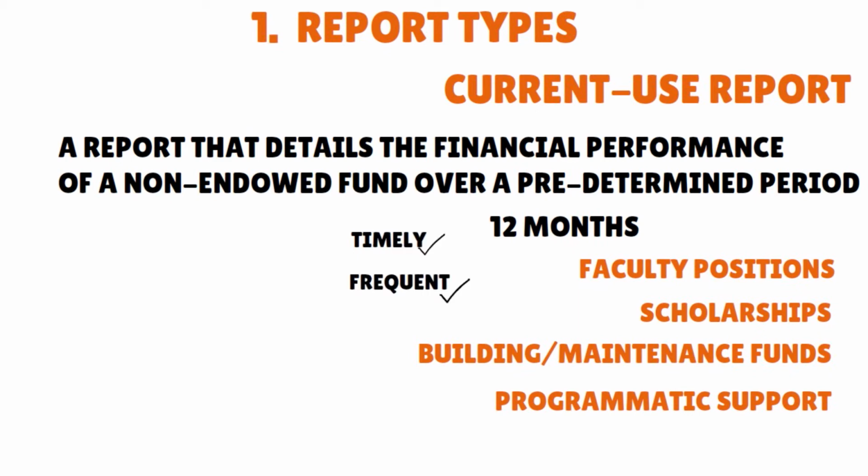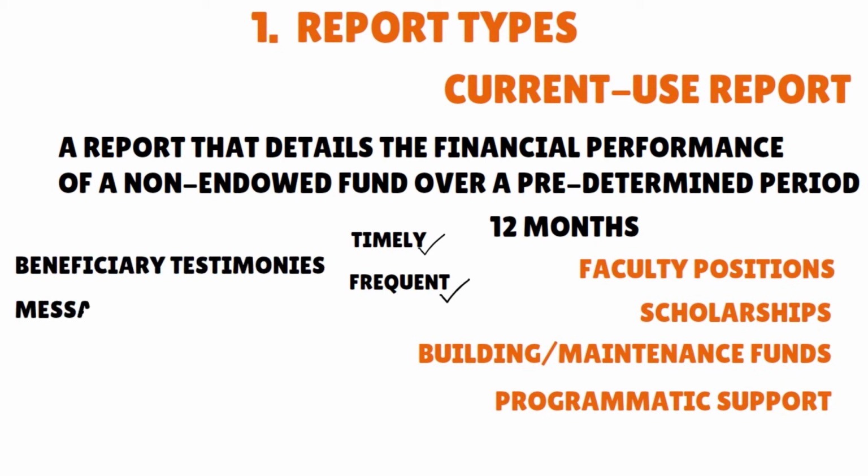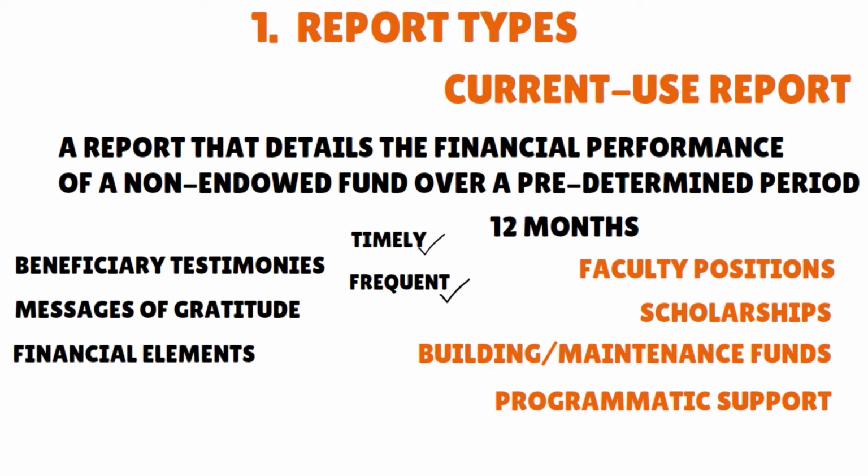Right? Now, common elements you will find in an impact report, in other words, a current use report rather, include the beneficiary testimonies again. It can be messages of gratitude, the financial statements, or also what the experts call an activities recap. So activities recap will tell you how the whole activities the charity has been focused on, how those activities tie into the whole goals of the organization.